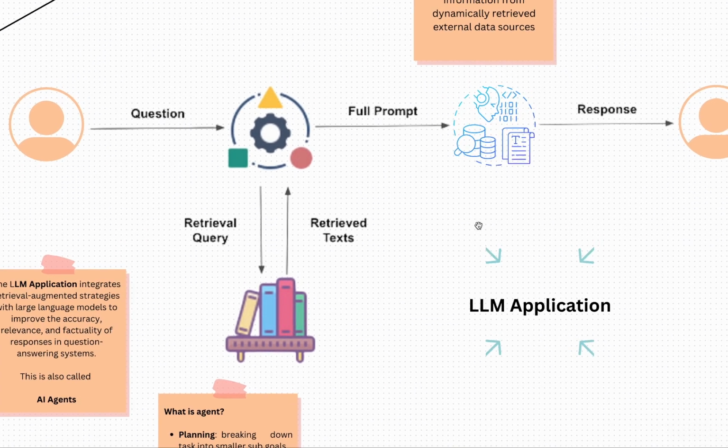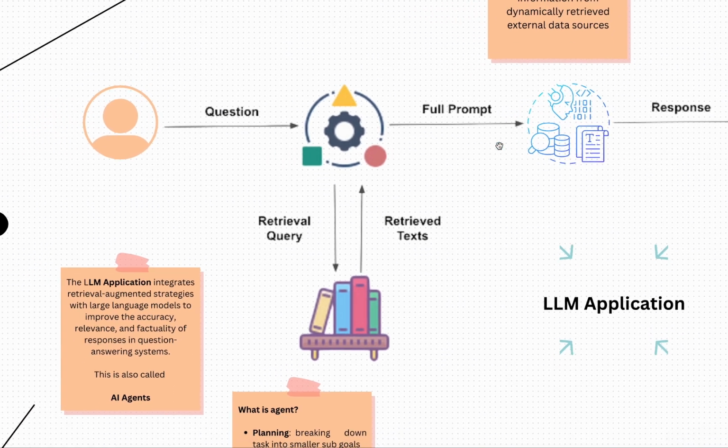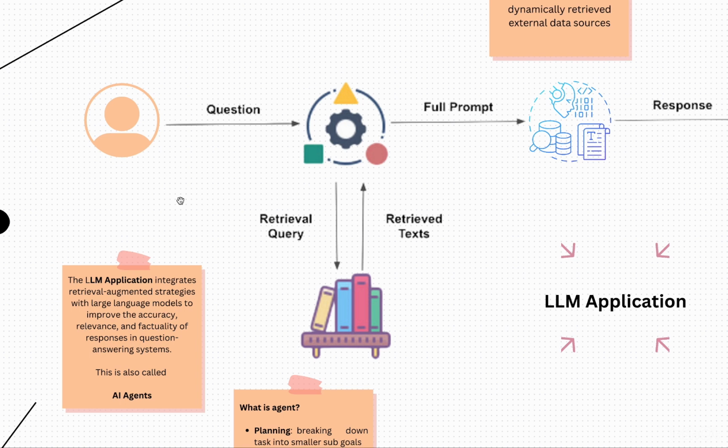And this is now the whole system where we have the user asking a question. It goes to the prompt and tries to get the answer from the retrieval, the different sources of data that we have, and it passes to the model or LLM to generate that answer to the user. And this is what we call an LLM application, which integrates all these strategies together with the large language model to improve the accuracy of the response from the LLM based on our data.